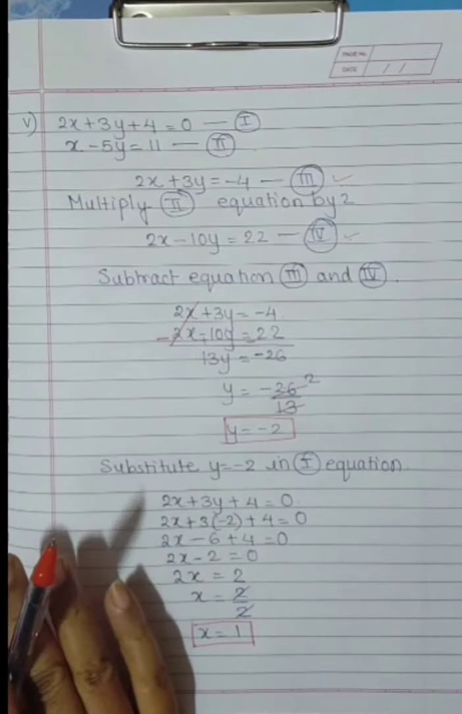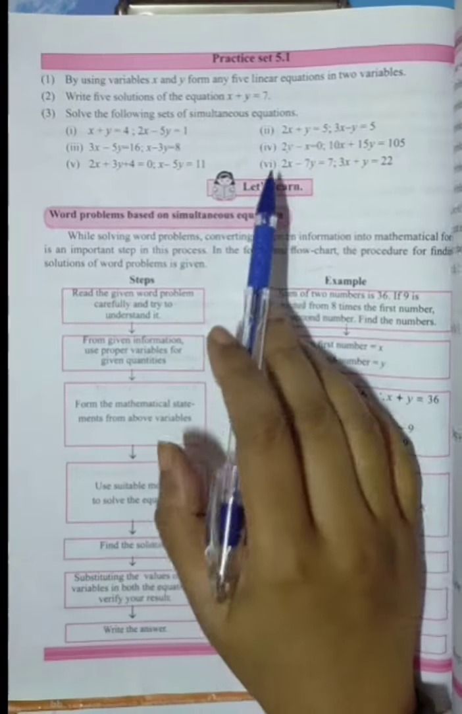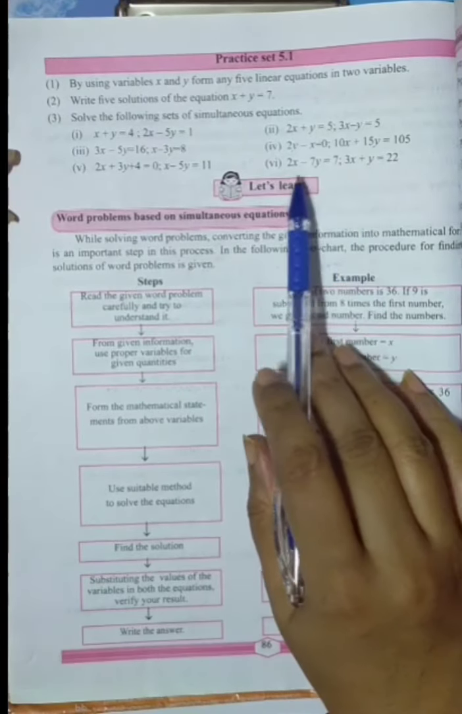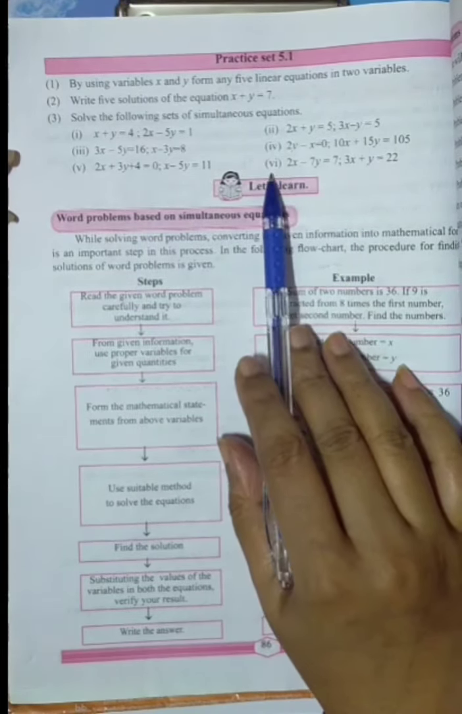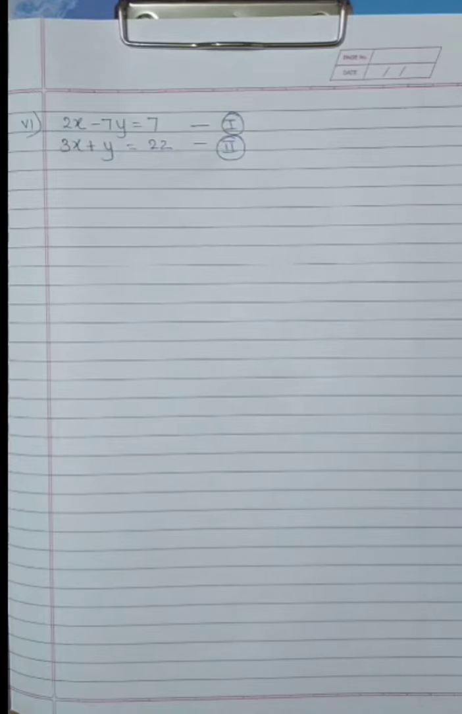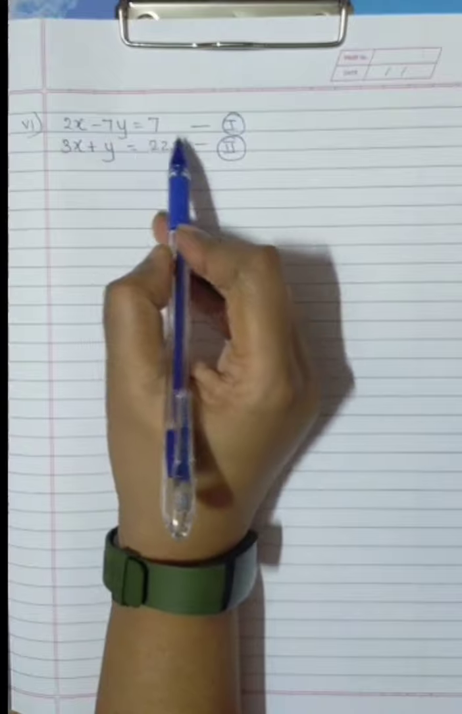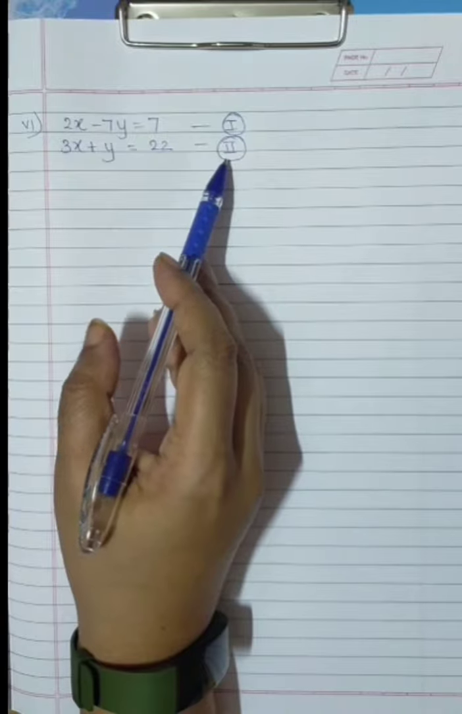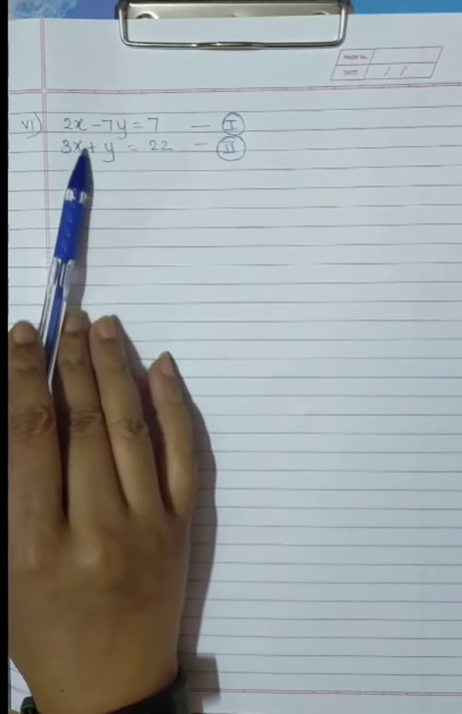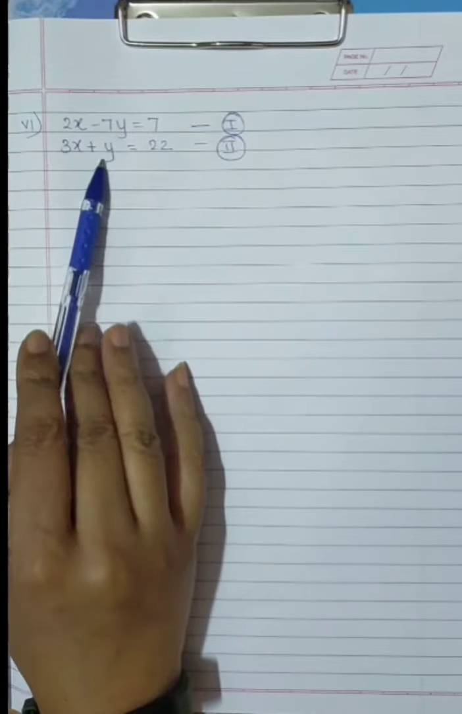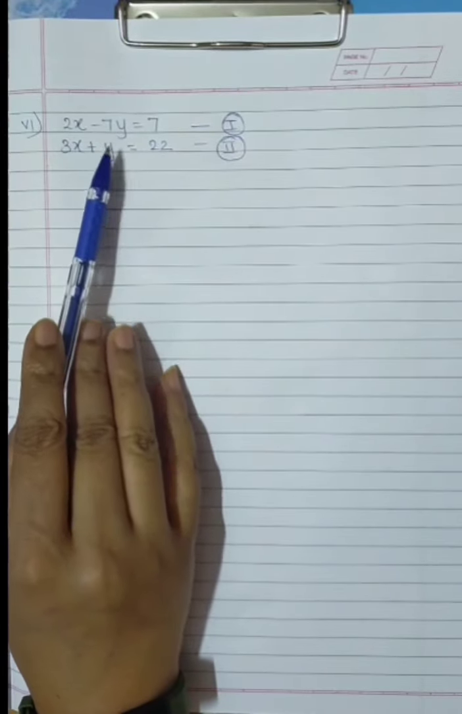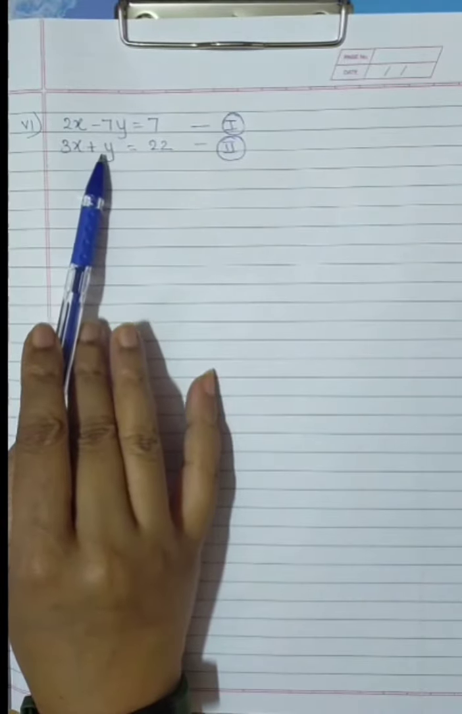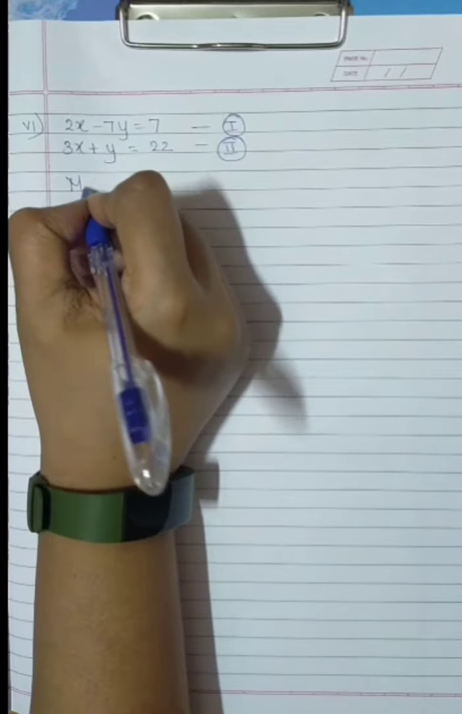Now we are going to solve question number 6. Question number 6 is 2x minus 7y equal to 7 and 3x plus y equal to 22. The first equation is 2x minus 7y equal to 7 and the second equation is 3x plus y equal to 22. Now here, as you can see, we cannot change x here, but we can change y. So we will multiply the second equation by 7 so that we can get 7y.